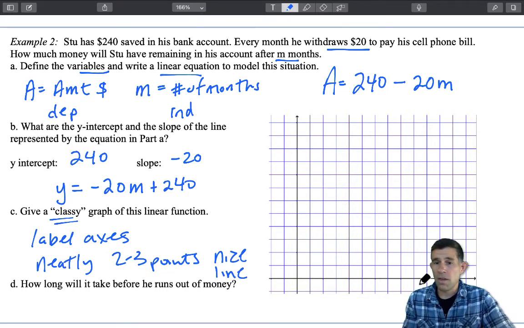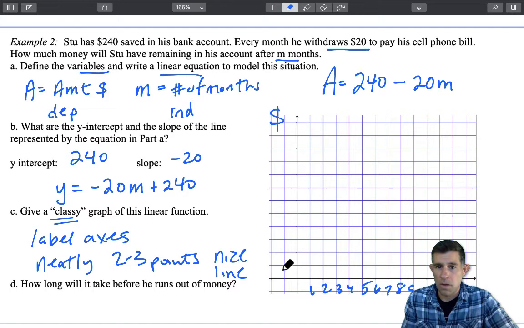So along the x-axis here we have our number of months. We're going to quickly label these. And then here we have our amount in our account. So we're going to go up by, let's go up by 40s here.